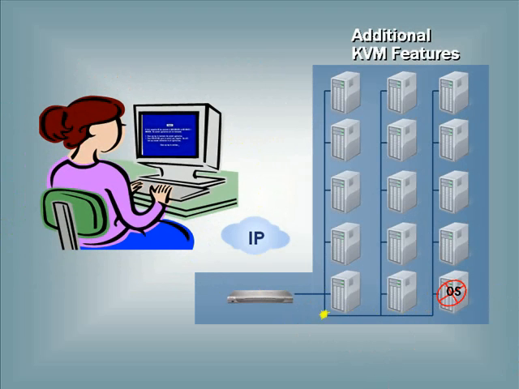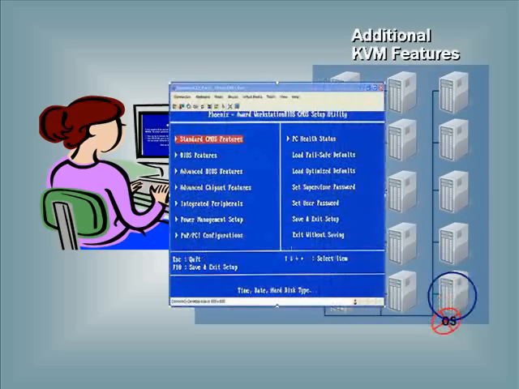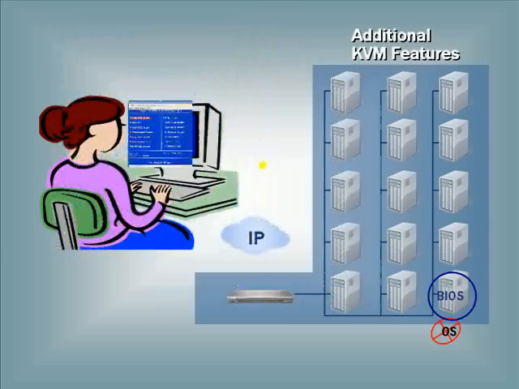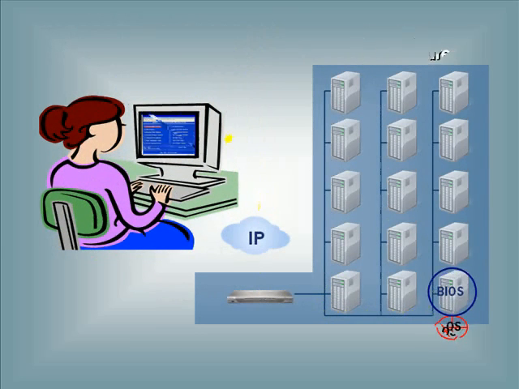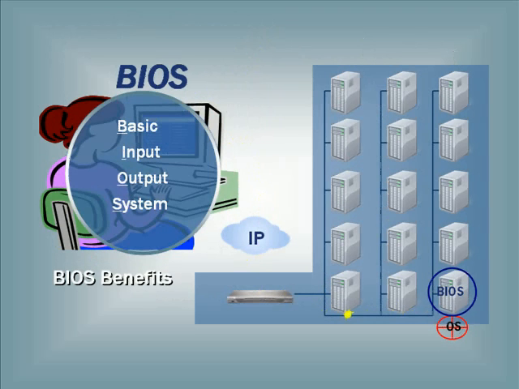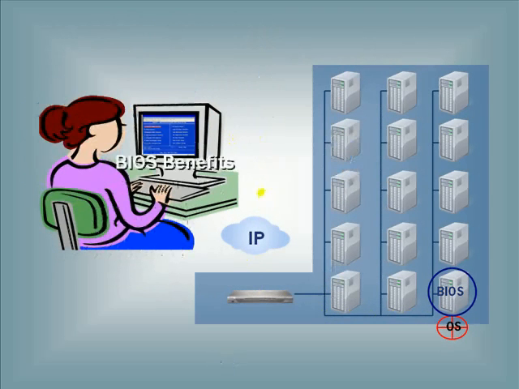Because of this, a KVM switch can access a server that doesn't have a functional operating system. The KVM switch will access the server while the server is still in a BIOS level state. BIOS is an acronym for Basic Input-Output System. BIOS is the set of instructions that a PC or server follow when they're first turned on.